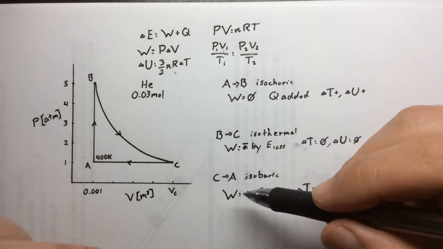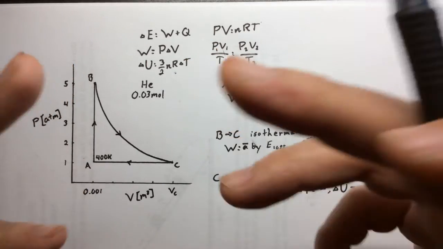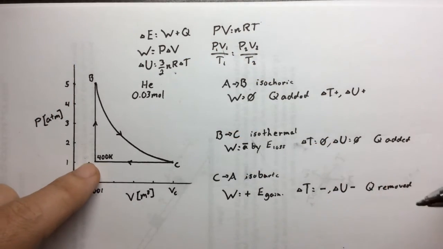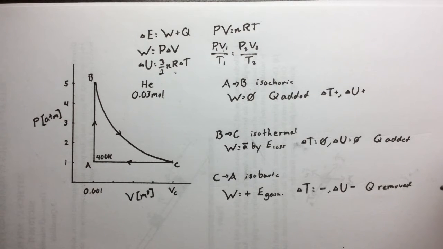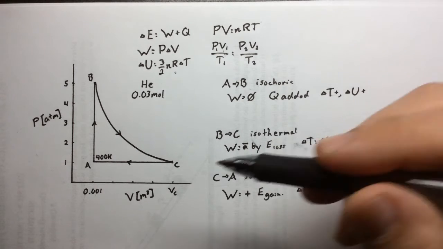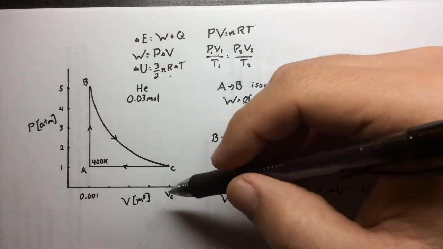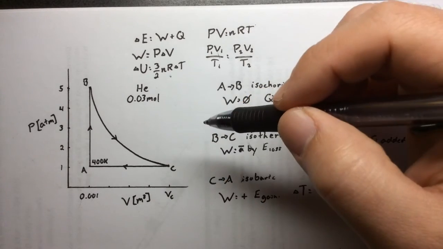All right, so this work is being done to compress it. It should get hotter by compressing it, but it apparently doesn't in this case, so we got to remove heat. All right, so the last thing that we can look at is the temperature at each of these different spots and possibly the volume. I think the question that I was looking at for this one wanted to find the volume at point C.